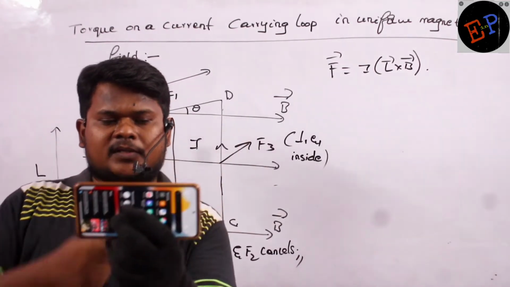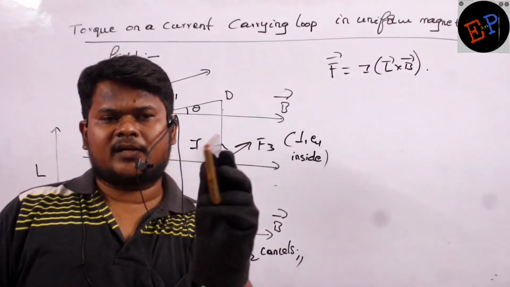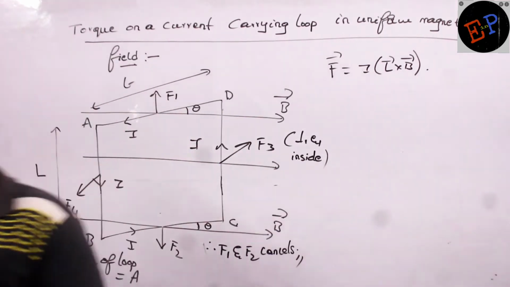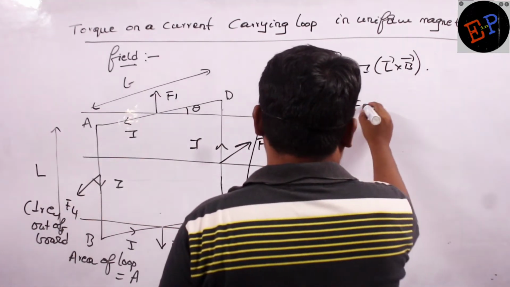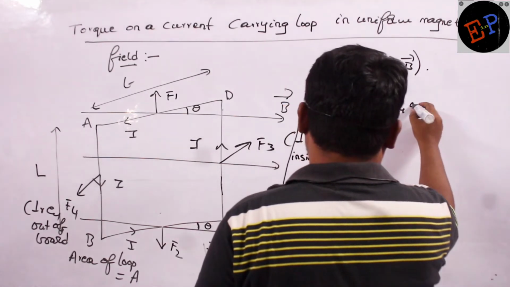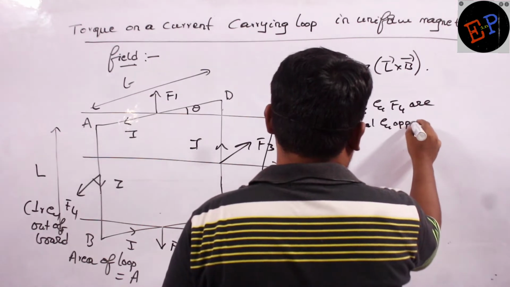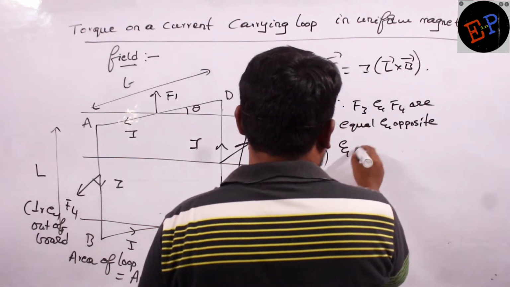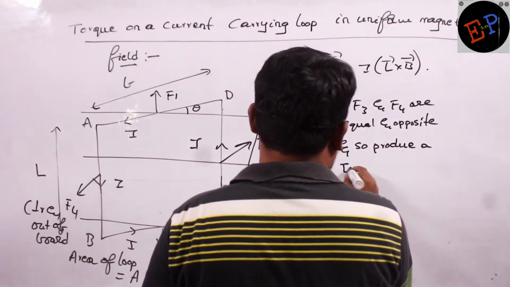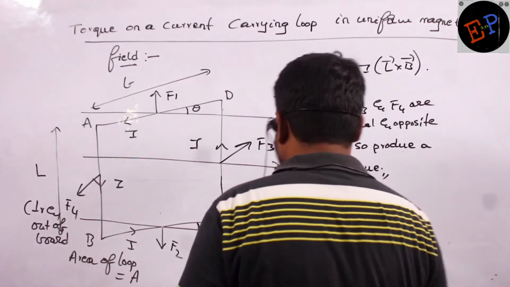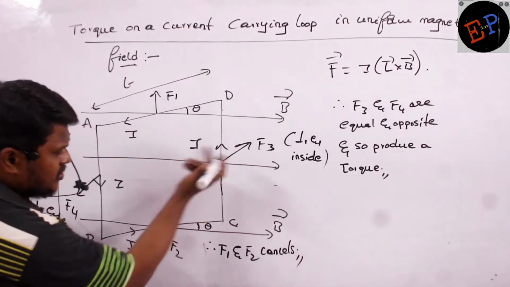Are you able to understand? This one is pulling the loop inside, this one is pulling the loop outwards, so net torque is produced. That's all, very simple. Therefore F3 and F4 are equal and opposite, and so they produce a torque. Because they are producing torque, this coil starts rotation.